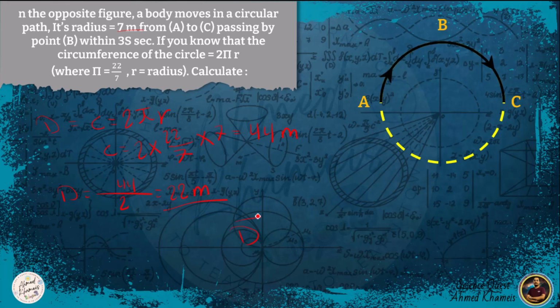So the displacement is the straight line from starting point to end point. So it will be the diameter of the circle. And the diameter equals 2 times the radius, so equal 2 multiply 7 equal 14 meters in the east direction.